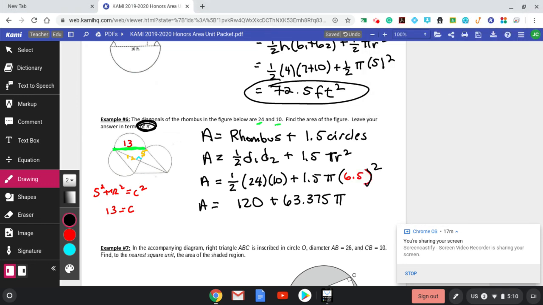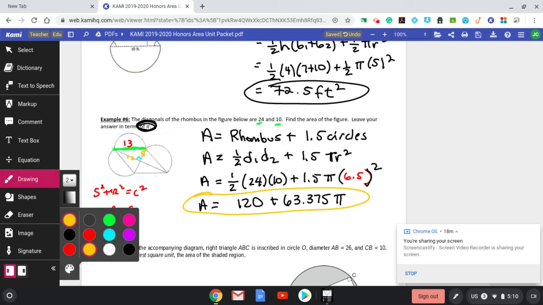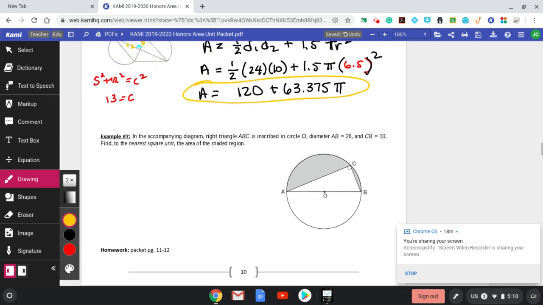Now the question is, can you combine those two? Or is this in terms of pi? All right, can I combine the 120 and the 63.375? No, you cannot. That's like having an X there instead of a pi. You can't combine them. So this right here is in terms of pi. We're done. Okay.